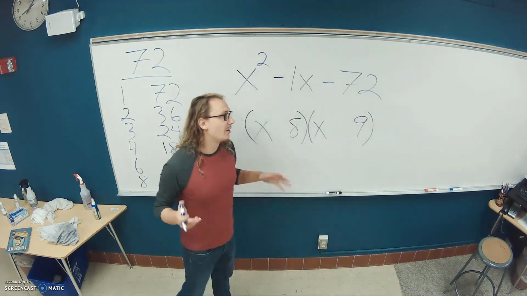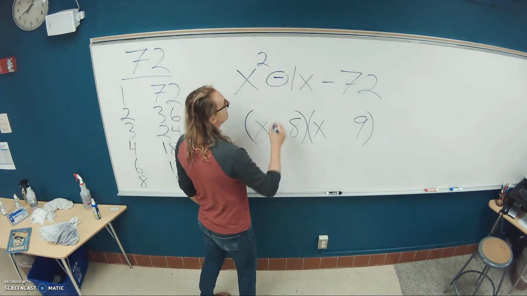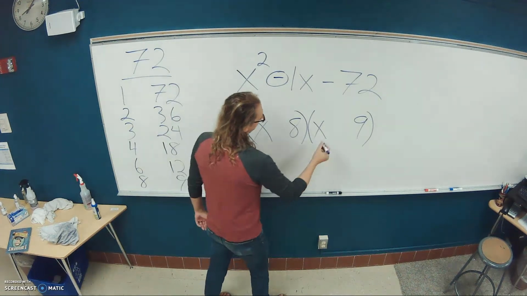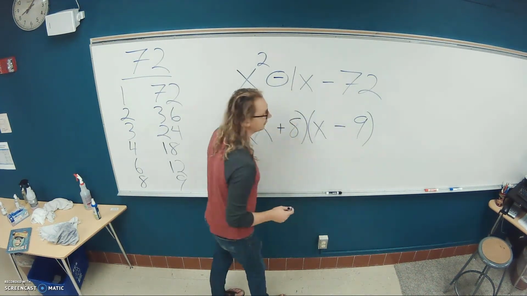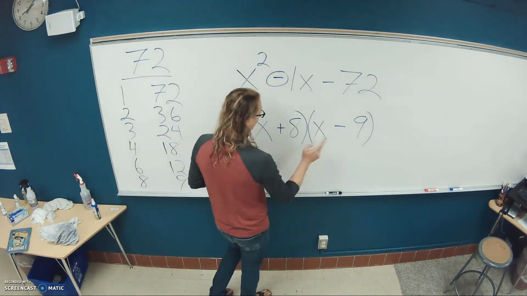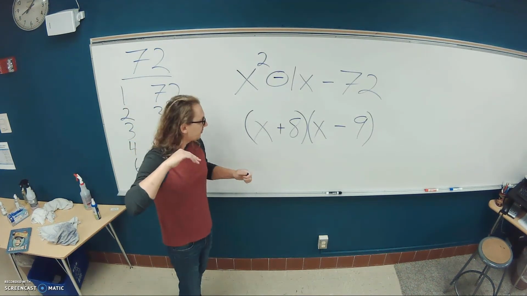So now we want the 8 and 9. This is a negative. Okay? So I'm going to want 8, a positive 8, minus 9. Or you can think about it the other way if that helps. Negative 9 plus 8. So either one of those ways, the way you think about it will work.